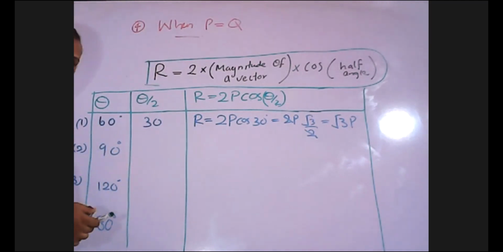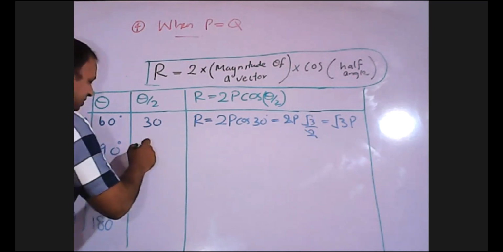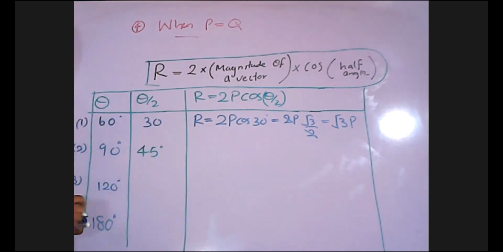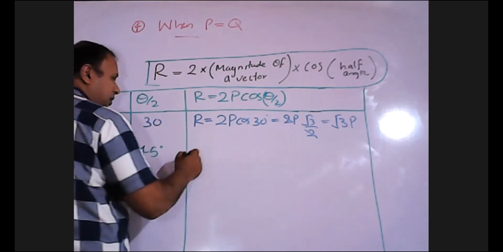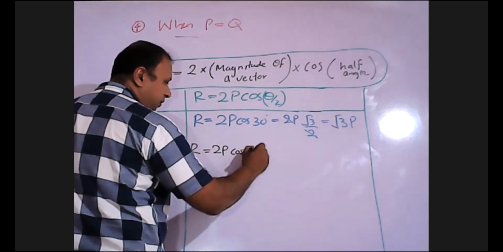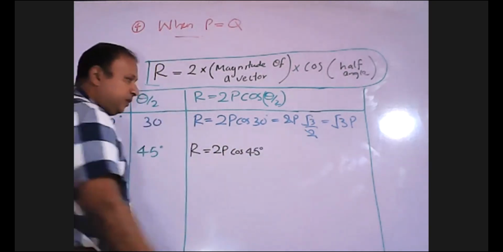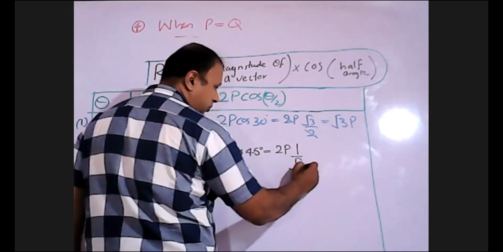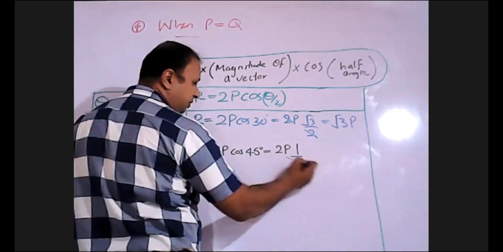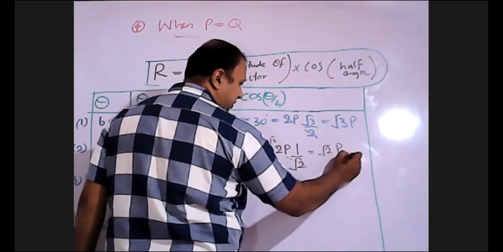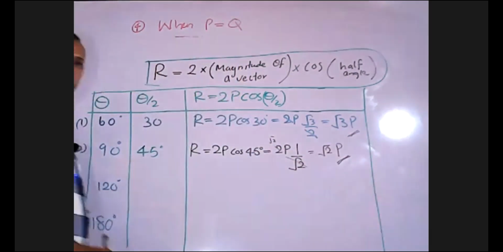Suppose theta is 90 degrees, half angle is 45. So R is equal to 2p cos 45. Cos 45 means 1 over root 2. So the 2 will be cancelled out, it will become root 2. Therefore, root 2 times p.